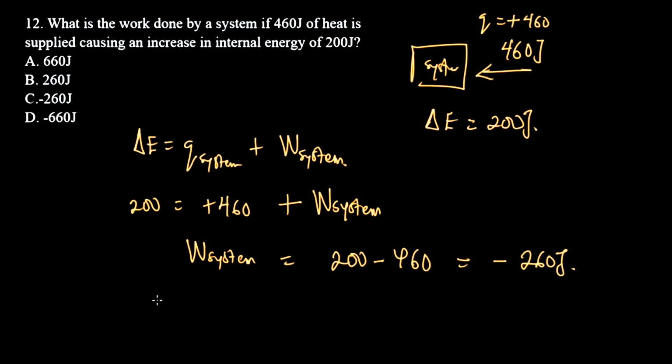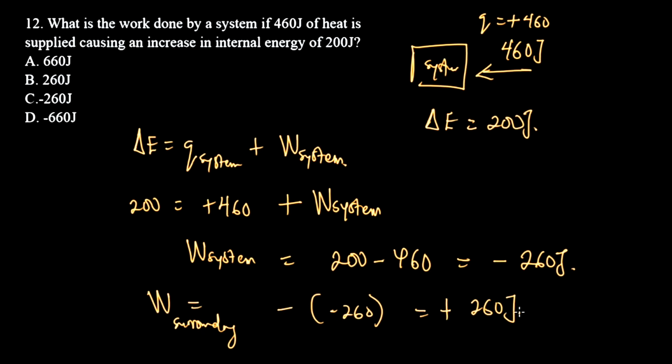So now, to get the work done by the system on the surroundings, that is basically the negative of this. So that gives us work done on the surroundings, which is positive 260 joules.